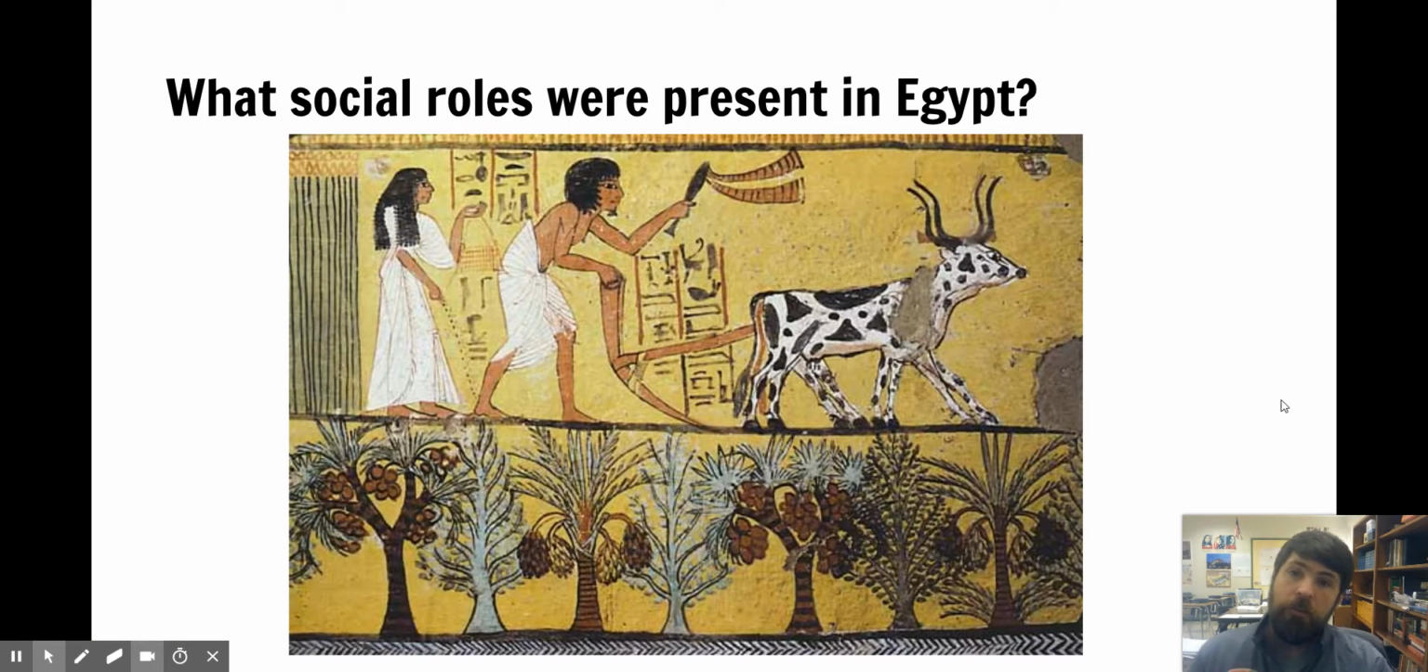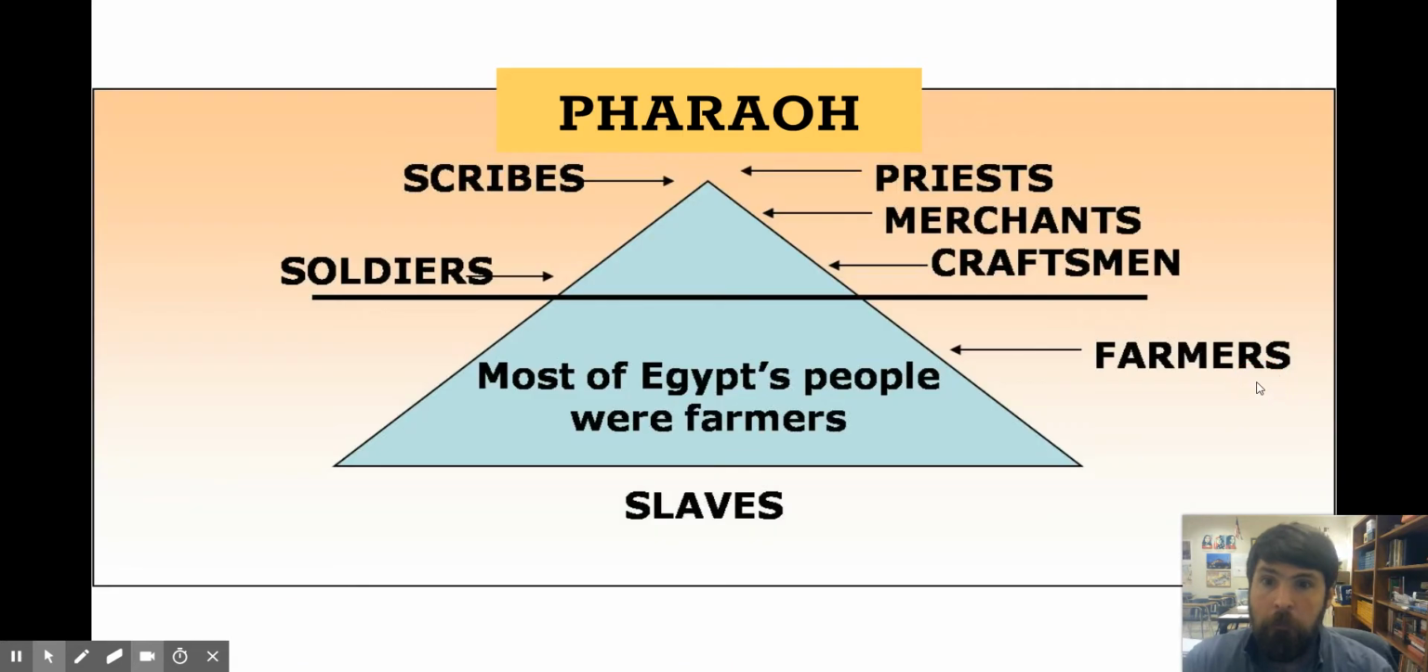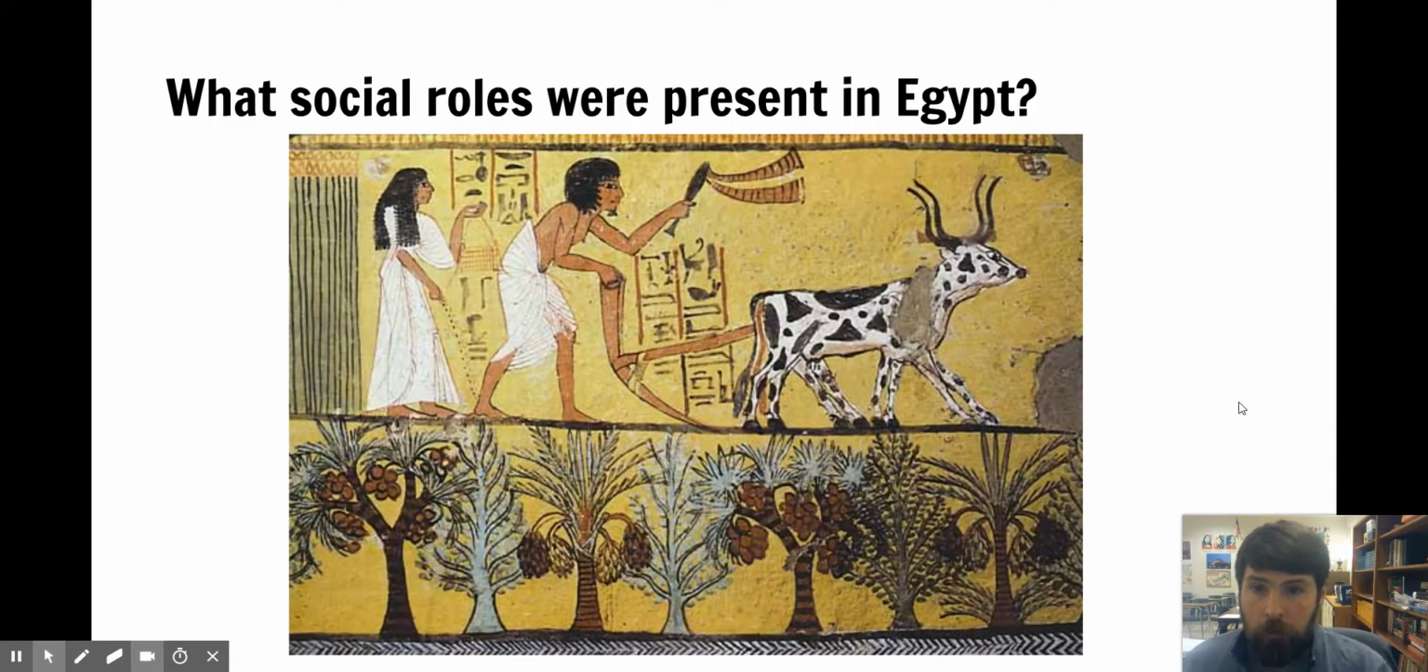Some other social roles that were present in Egypt were farmers. Most people were farmers, like this guy and his wife. Here you can see them plowing a field.